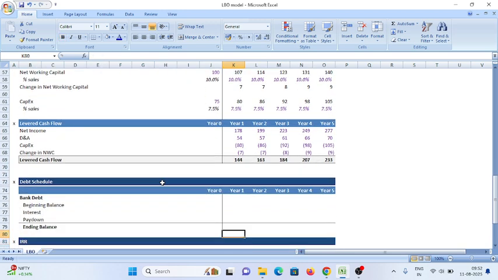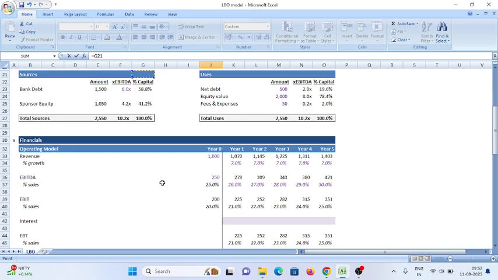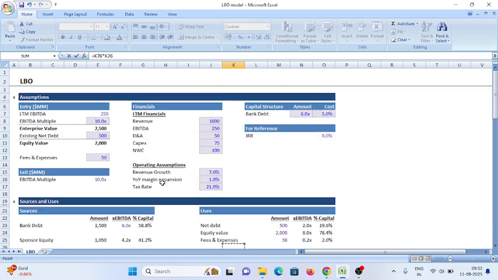Next we have the debt schedule. Debt schedule, like I mentioned, we have to compute the interest component and the current ending balance of debt. What debt we used to purchase company ABC, that is the ending balance, and you can link it. Our opening balance is going to be last year's ending balance. Interest is nothing but your opening balance multiplied by rate of interest.